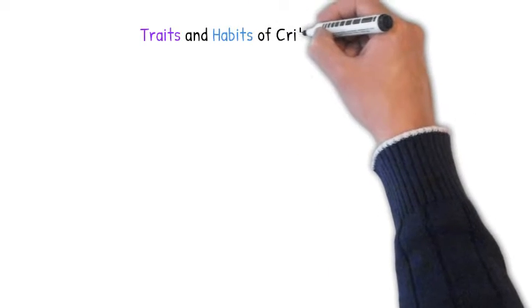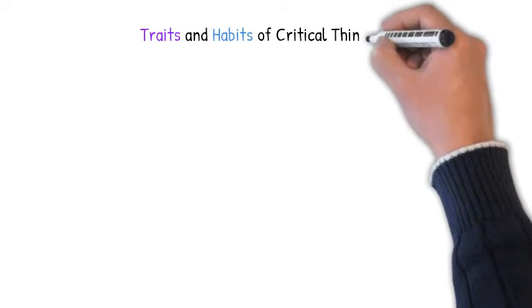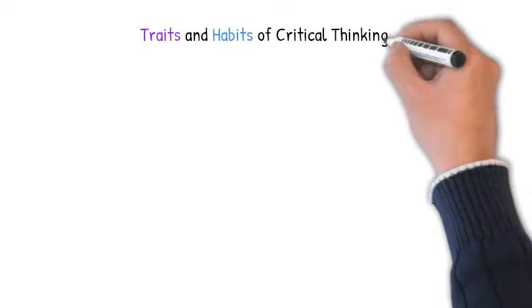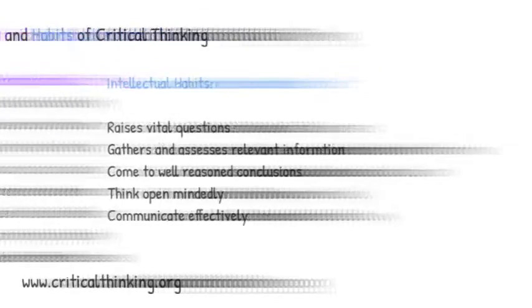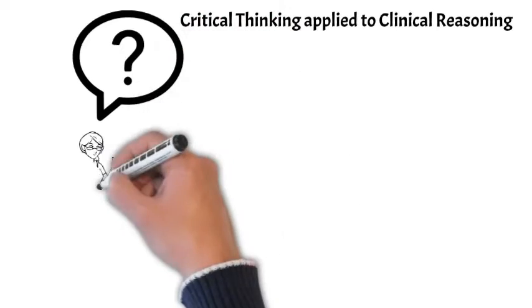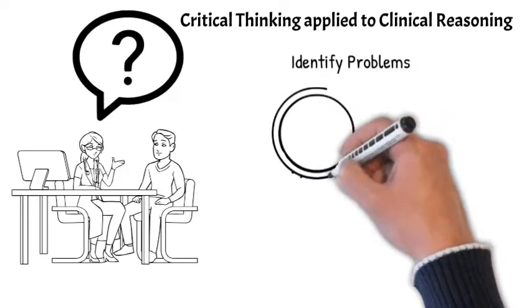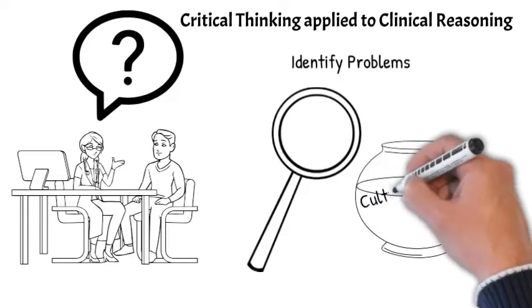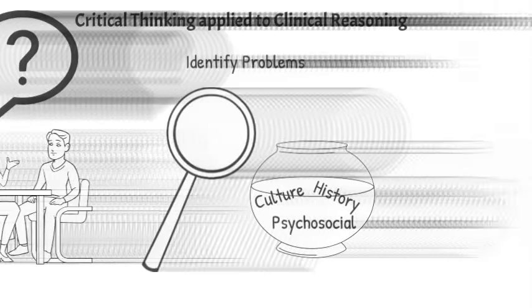When we apply the traits and habits of critical thinking to our clinical reasoning, we ensure biases are examined, the breadth and depth of our thinking are complete, we are humble in examining our thinking, and we admit what we know and what we don't know. Examples of well-cultivated critical thinking applied to clinical reasoning include asking the right questions and identifying relevant problems, inclusive of factors that the patient brings to the encounter, such as culture, history, and psychosocial factors.